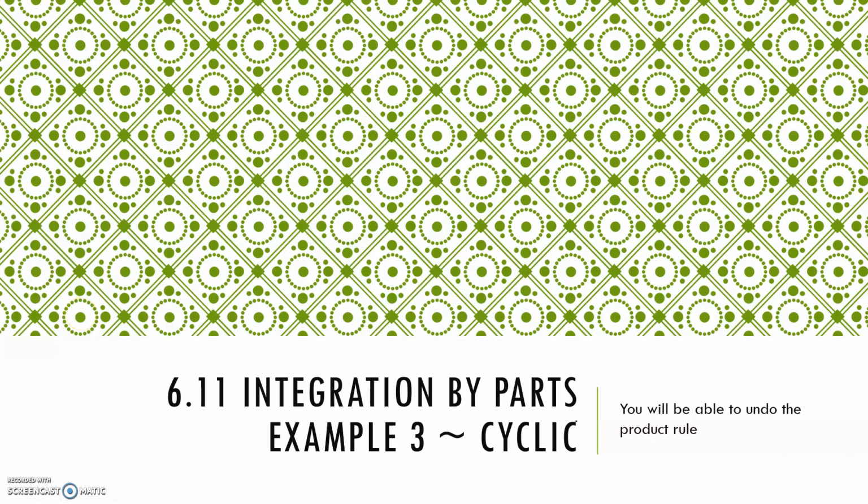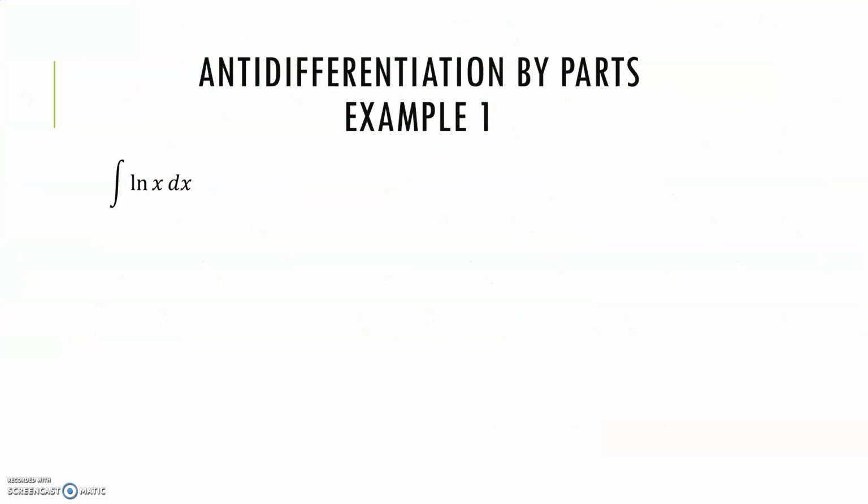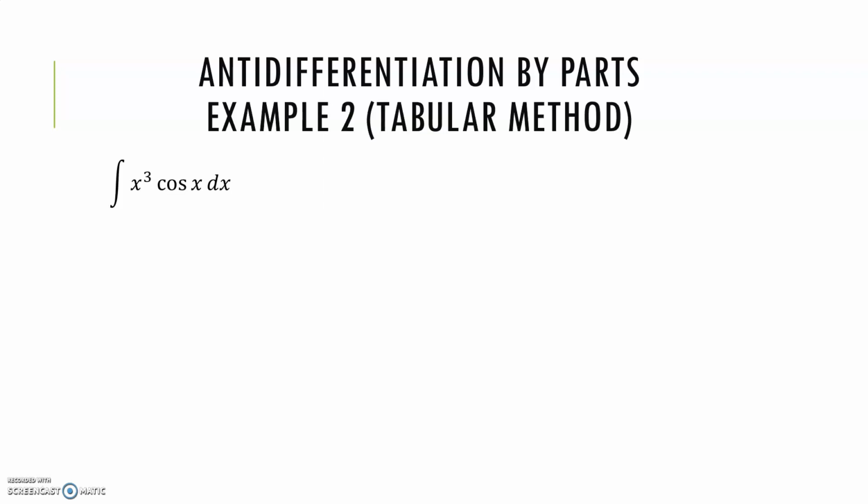A special type of integration by parts method is called the cyclic method. It's the third example that I have for 611. We started with integrating natural log of x, that's in the previous video. This is what I call a one and done integration by parts. We made our substitution, we did integration by parts, and we were able to integrate u dv at the end.